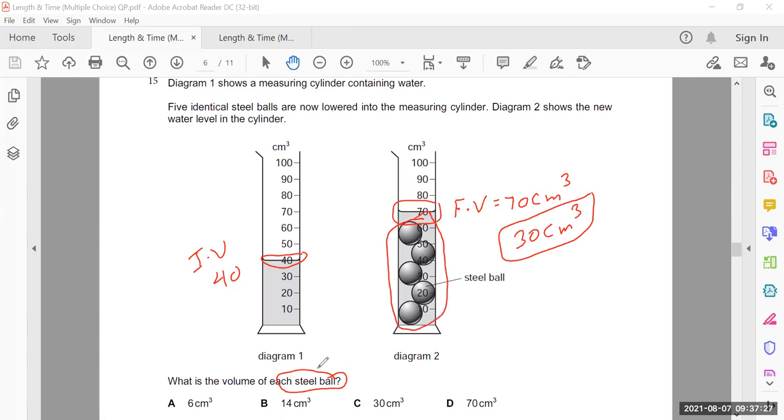But our question is, we need to find out the volume of each ball. Sometimes, just reading the statement, the students are in a hurry in finding the answer and they click on option number C. But option C is the wrong answer. 30 centimeter cube is the volume of five balls. To calculate the volume of each ball, just divide this value by the number of balls. Five balls are there, 30 by 5, that is 6. Answer should be 6 centimeter cube.